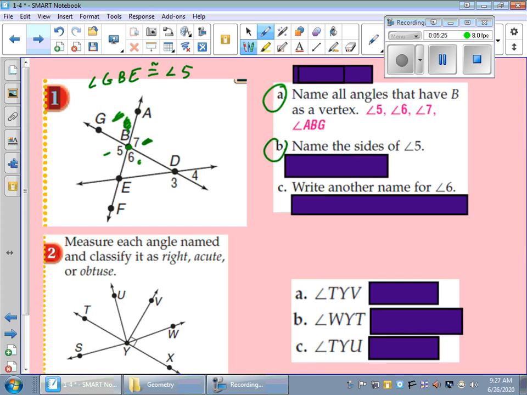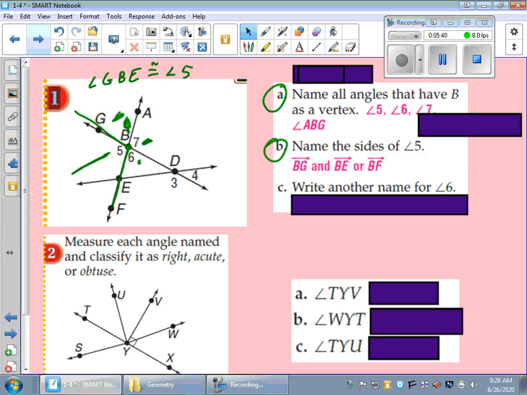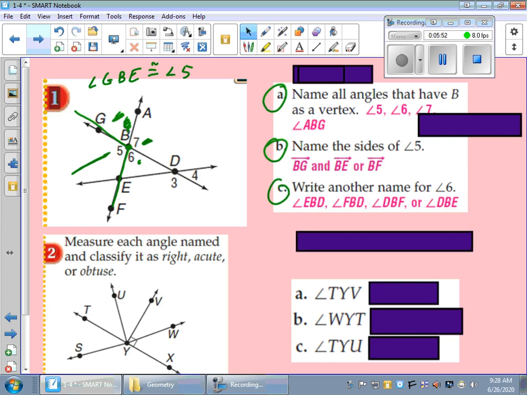This example right here says name the sides of angle 5. Well, here's angle 5. What makes or forms angle 5? Well, it's right here and it's right here. Those two rays form the sides of that angle. So you could say BG, you could say BE, you could say BF. Any of those are going to work. Then it says write another name for angle 6. I already covered that. There's lots of different ways to go.